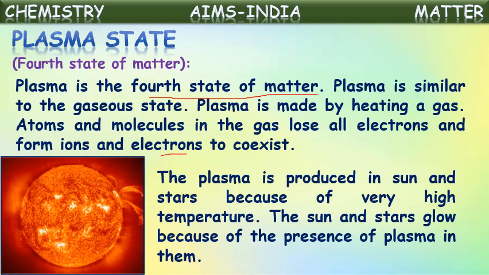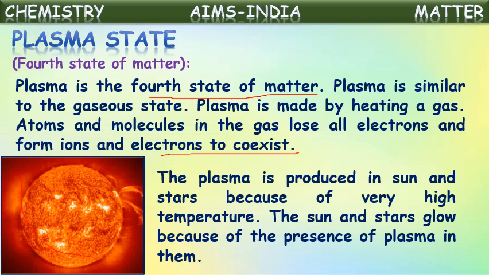Both ions and electrons coexist means, if you take one container with gas in it and you are heating, in that container, when you start heating, whatever gas is present starts to lose the electrons and forms the ions. When electrons are lost, immediately those atoms are converted into ions. So both electrons and ions are coexisting in one place. That is nothing but called a plasma state.